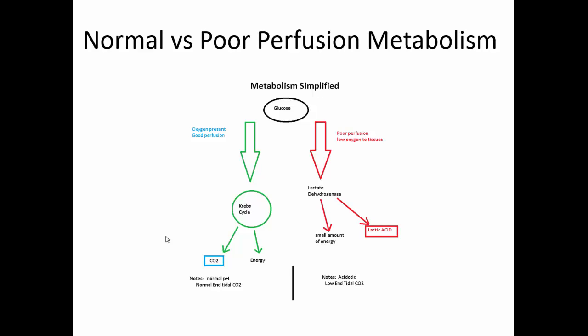In a situation where you have poor perfusion at the cellular level, that essentially means you don't provide enough oxygen at the cellular level. In that state, instead of going through the Krebs cycle, your body uses lactate dehydrogenase to make lactic acid and a small amount of energy. So you get elevated lactic acid, you get acidosis, and you end up with low end-tidal CO2. And you don't make much energy with that side of the cycle either.